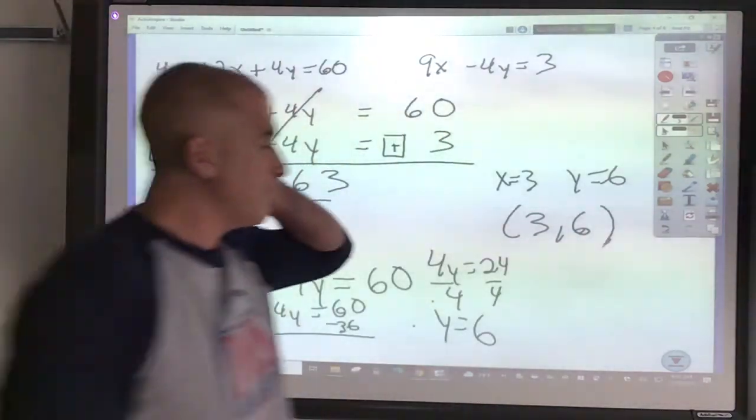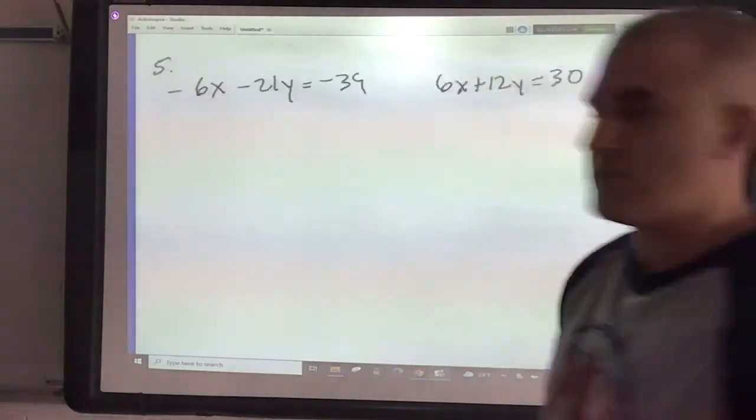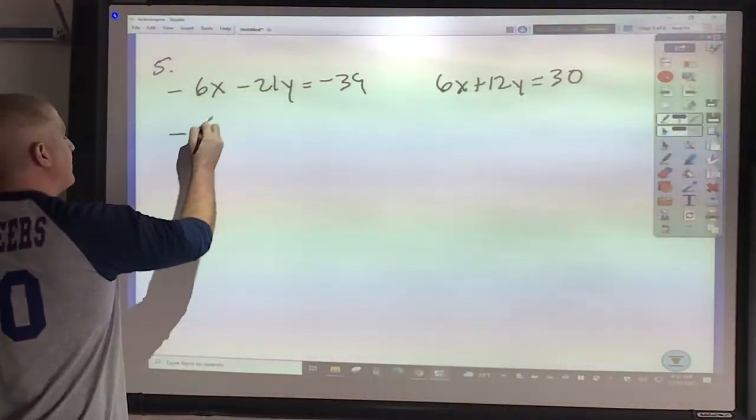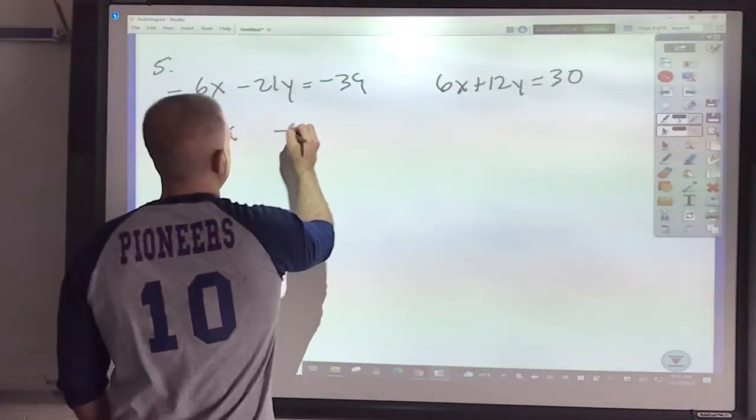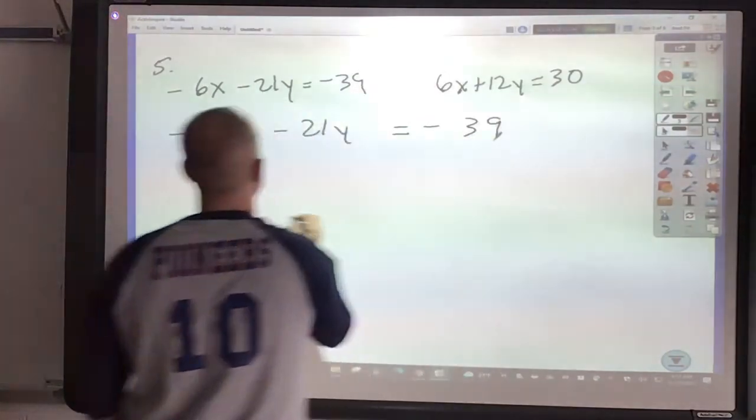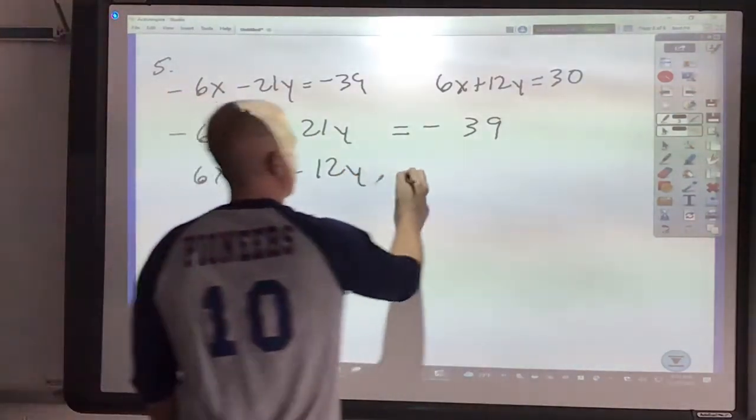Okay, moving on to the last example. You've got to take your time with the calculations. Conceptually, this is not overly hard. So I got negative 6x minus 21y equals negative 39. And I got 6x plus 12y equals 30.